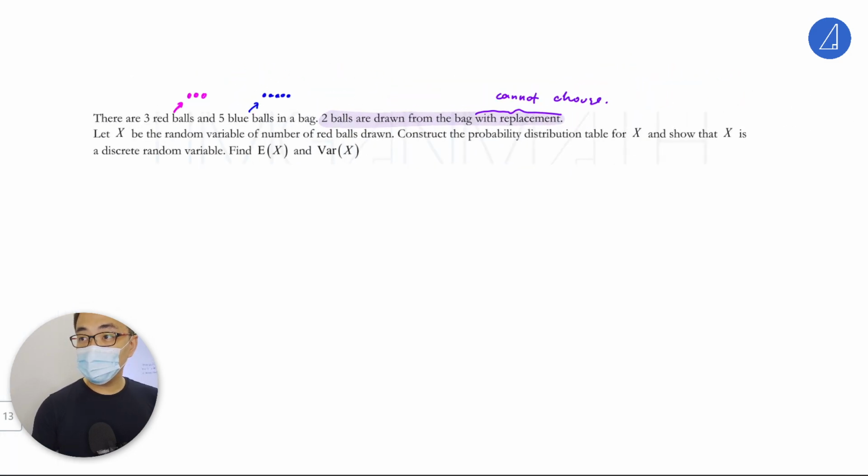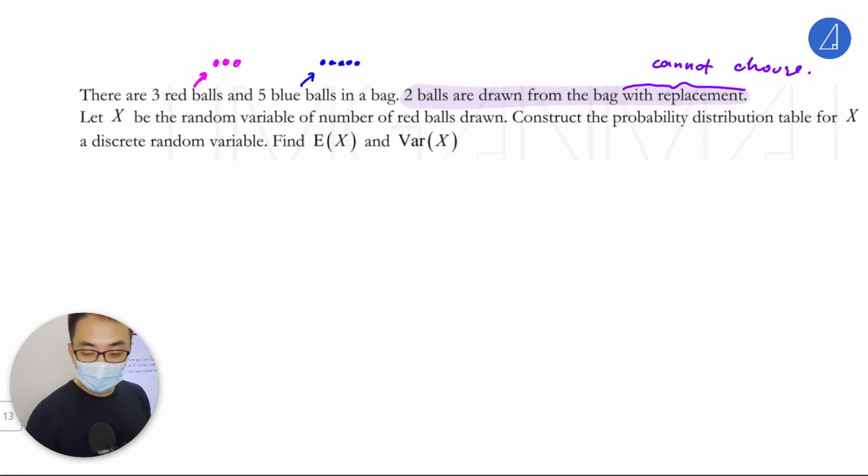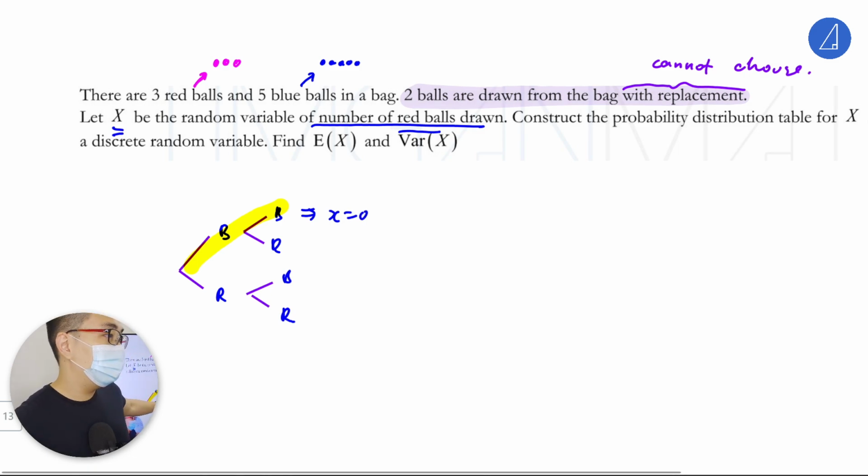So if X is the number of red balls drawn, because you're drawing 2 balls out and you replace it back, you see it as a tree diagram. It'd be blue, red, blue, red, blue, red. If you go through this branch here, this will register X equals 0, because X is defined as the number of red balls. If you picked up 2 blue, then it'll be X equals 0.